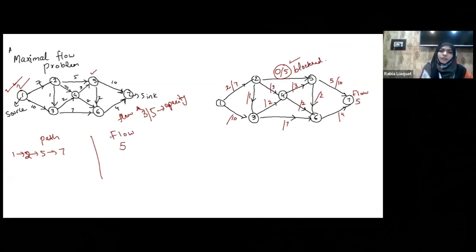So the second path is 1 to 3, 3 to 6, 6 to 7. What will be the shortest capacity here? Anyone can suggest: is the shortest capacity 10, 7 or 4? Yes, 4. So 4, minus 4.